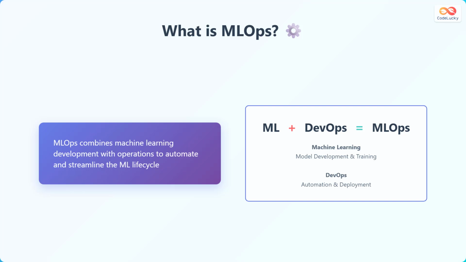MLOps combines machine learning development with operations to automate and streamline the machine learning lifecycle. MLOps is the combination of machine learning and DevOps. Machine learning includes model development and training, and DevOps includes automation and deployment.